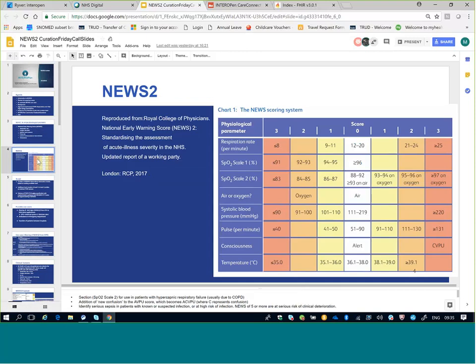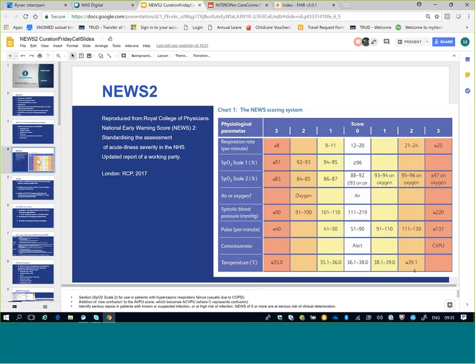This is how NEWS2 looks. On top, you've got some scores. On the left, you've got the parameters I talked about, which are, as I said, respiration rate, oxygen saturation, systolic blood pressure, pulse, consciousness, and temperature. There are a few changes from NEWS, if you're already familiar with NEWS. One is the addition of SpO2 scale 1 and 2, which you can see in the row. They are not both used at a given time; only one of them is used.